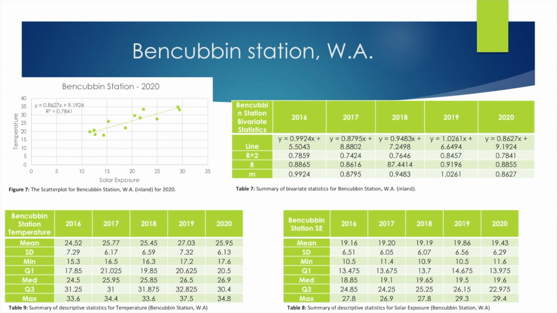Here we have both the bivariate and univariate statistics for the Bencubben weather station, located inland in Western Australia. From the data shown in Figure 7 and Table 7, we see another moderate positive linear association between solar exposure and temperature. From the univariate statistics in Tables 8 and 9, we can see the minimum temperatures recorded average to be 16.58 degrees, with the maximum averaging 34.78 degrees.